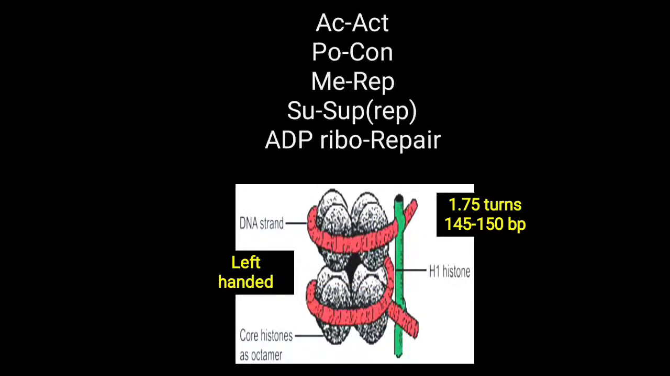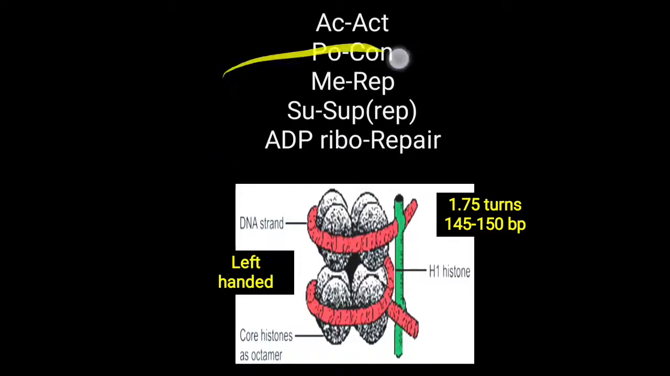Now further, on this histone protein, acetylation, phosphorylation, methylation, sumoylation and ADP ribosylation types of changes or modifications occur. What is the significance of these modifications? Acetylation is related to the activation of the DNA, phosphorylation is related to the condensation of the DNA, methylation is related to the repression of DNA, sumoylation is related to the repression or suppression mechanism of the DNA, while ADP ribosylation is related to the repair mechanism of the DNA.